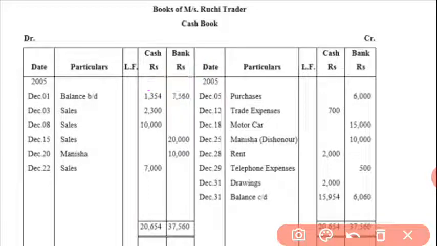Okay, so this thing is clear. Now on 3rd of December, goods were sold for 2300 beta, that is why here I will have written 2300. Okay, then after that in the question it is July, it is December, so don't worry, if it is July, so you have to write it July.